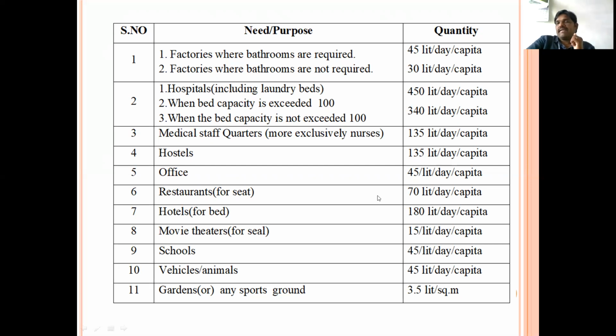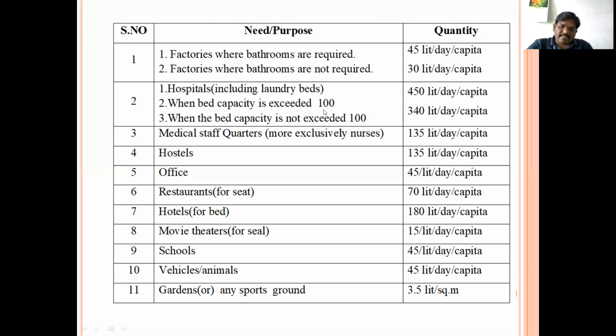Offices, 45 liters per day per capita. Restaurants, per seat, 70 liters per day per capita. Movie theaters, 15 liters per day per capita. Schools, 45 liters per day per capita. Vehicles or else animals, 45 liters per day per capita. Gardens and sports grounds, 3.5 liters per square meter.